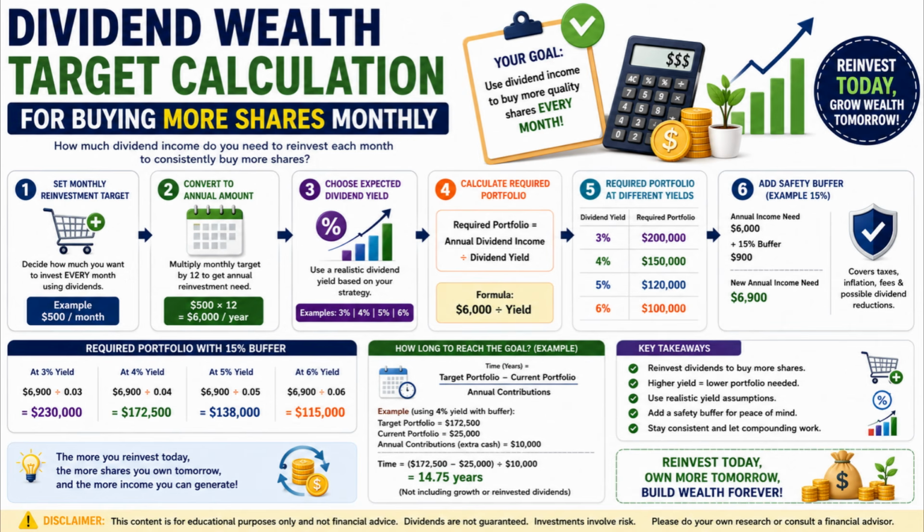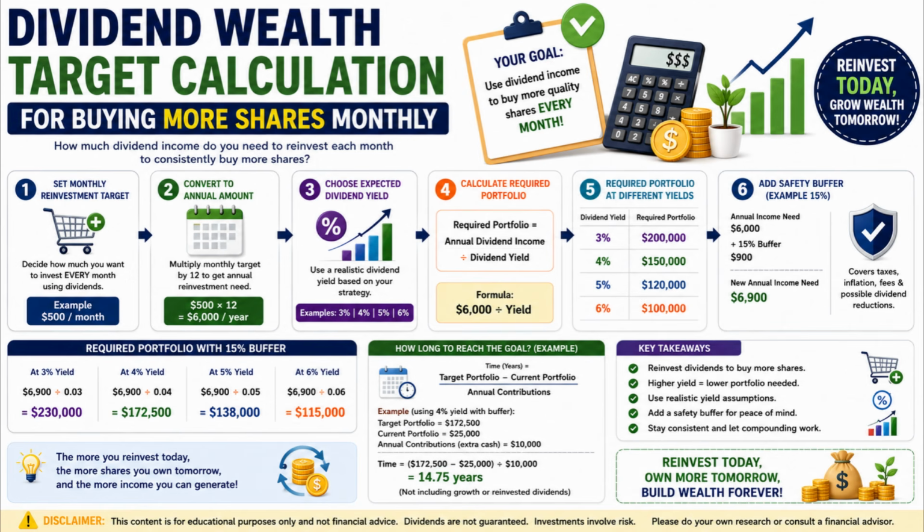At a 4% yield, it equals $172,500. At a 5% yield, it becomes $138,000. And at a 6% yield, it becomes $115,000. This gives a more conservative target and can make the plan safer.